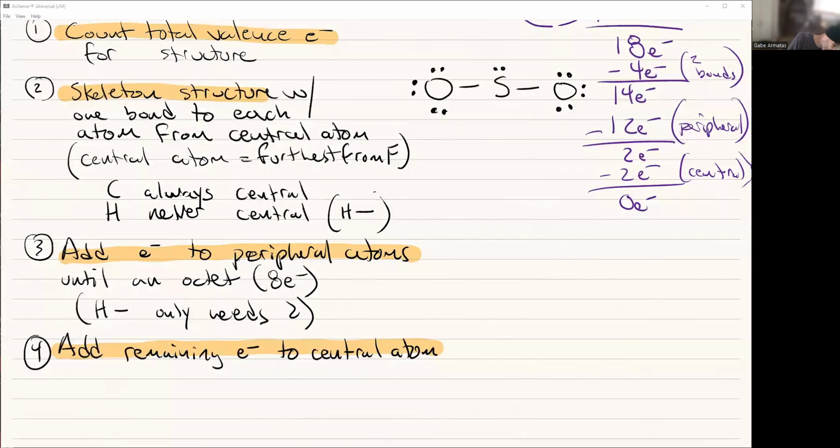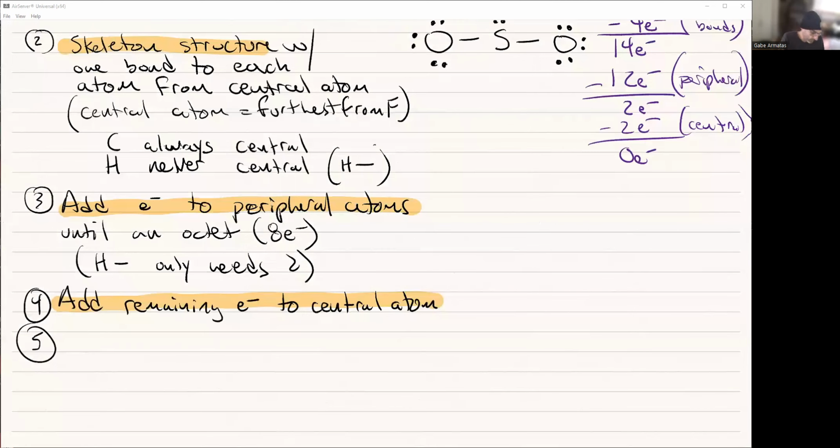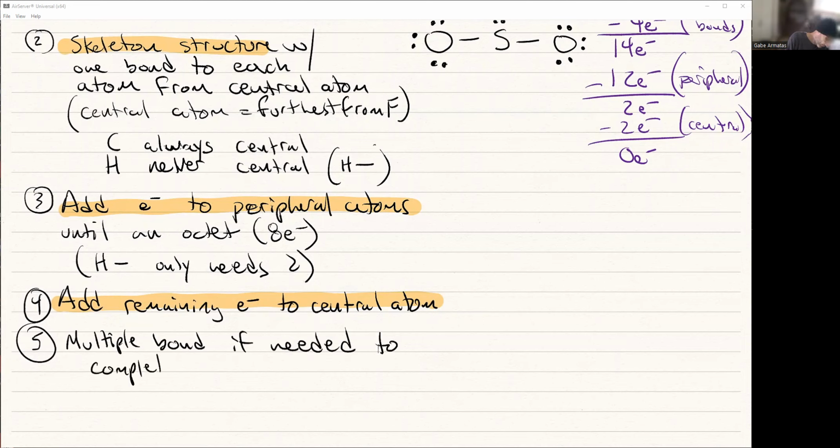So the last step of this is kind of optional. It depends on where you are. I guess I shouldn't say optional. It's required if you need to, right? So step 5 is we are going to multiple bond if needed, to complete the central atom octet. That's the last step here.